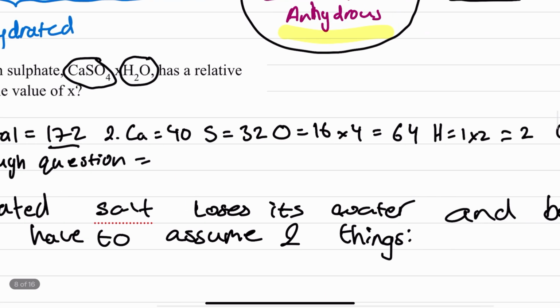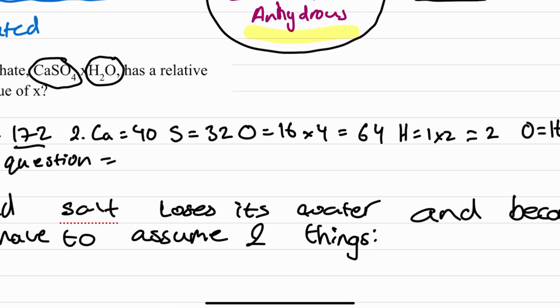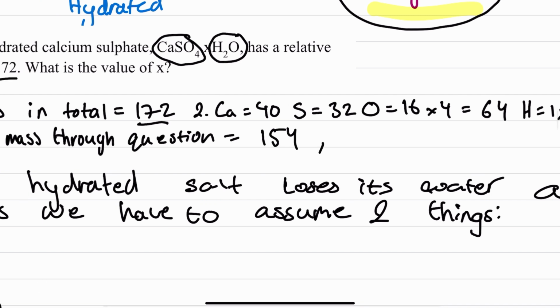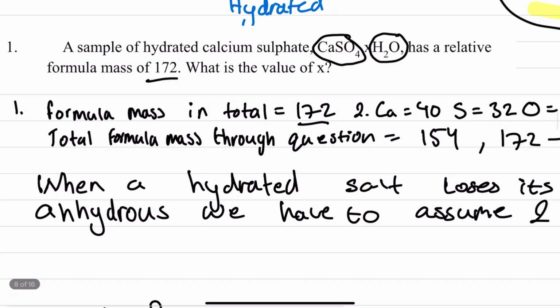That's going to equal 40 plus 32 plus 64 plus 2 plus 16, which is 154. So then we do 172 minus 154 to get 18. Now, what we need to divide by is the total formula mass for H2O.